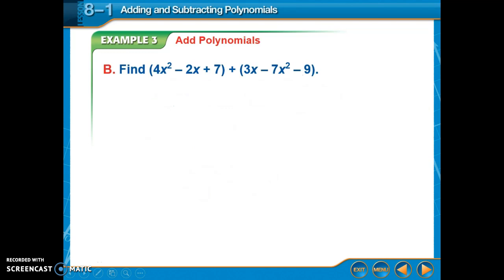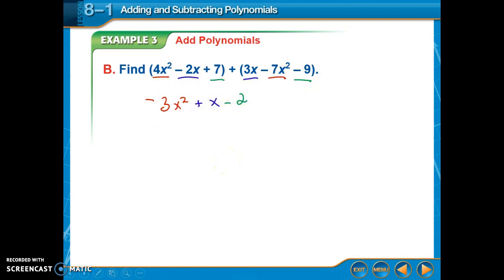If I were to do this one, again, those parentheses aren't really needed, so we're just going to start. So I have 4x squared and negative 7x squared makes a negative 3x squared. And then I have negative 2x and 3x makes a positive x. And then my constants, negative 9 and 7 makes negative 2. So this would be my combination of them.